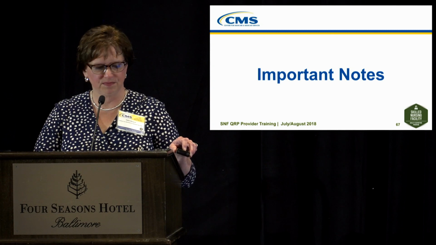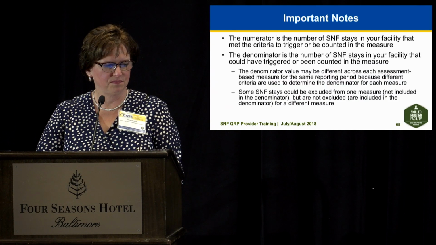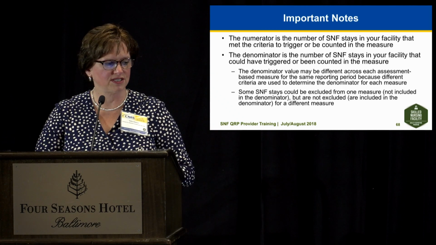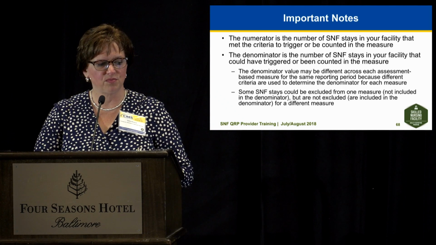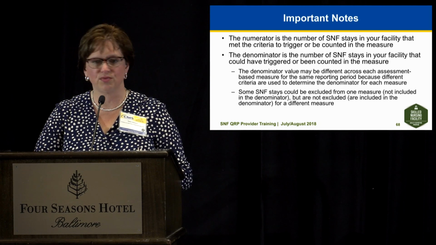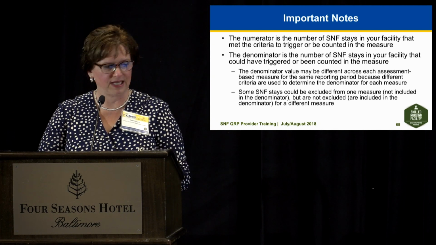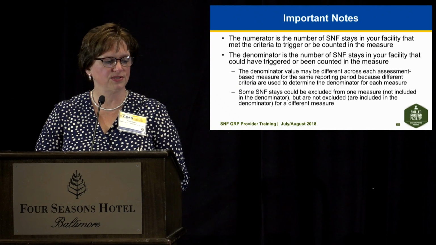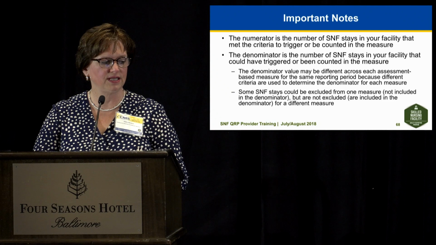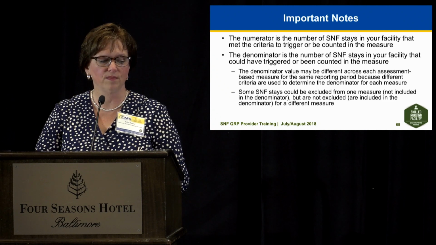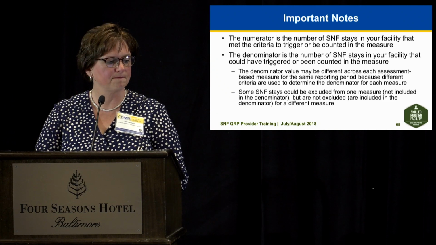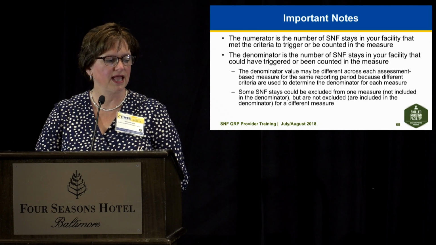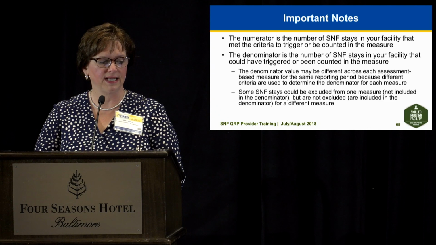So we've included some important notes. Mostly these are just a reiteration of what we've talked about so far, but these might be important slides to take home and use as a referencing tool later. So to recap, the numerator is the number of SNF stays in your facility that met the criteria to trigger or be counted in the measure. The denominator is the number of SNF stays in your facility that could have triggered or been counted in the measure.